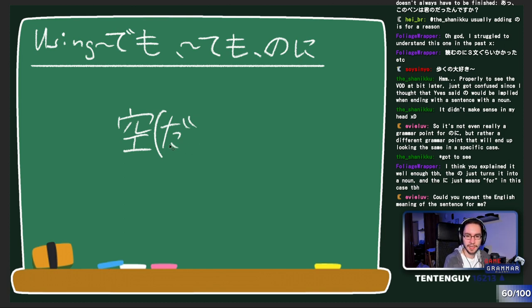"Could you repeat the English meaning of the sentence for me?" Yes. So, 料理するのに使った材料, the ingredients I used for cooking. So when you say X ni tsukatta something, it's something that I used for something else. 料理するのに使った材料, the ingredients that I used for cooking.